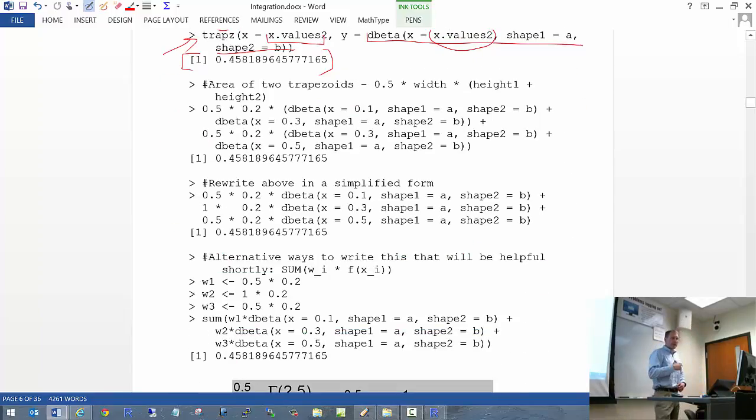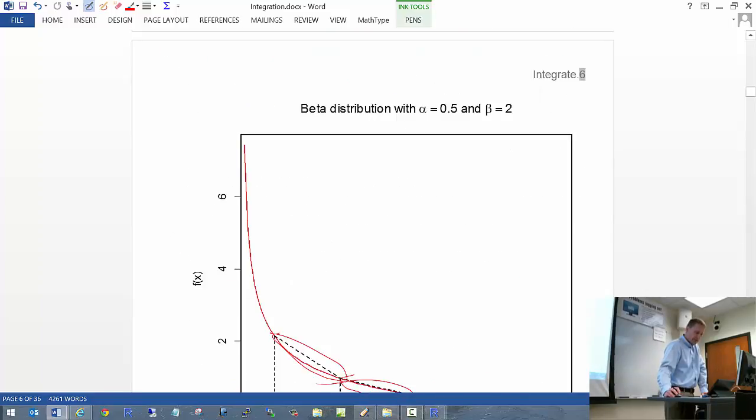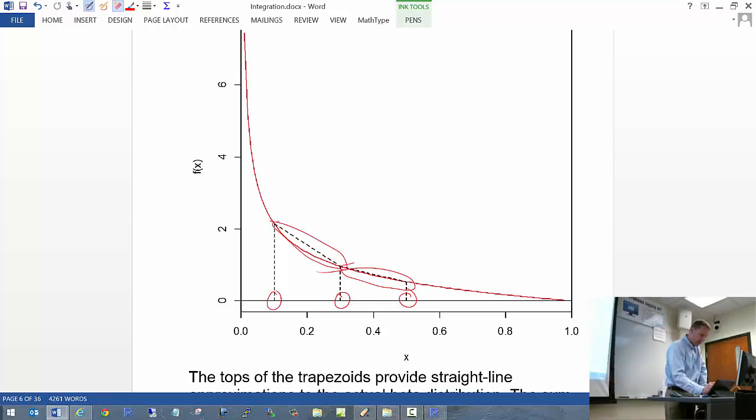Now, let's actually do this by hand. So what's the area of a trapezoid? 0.5 times the width of the trapezoid times the first height plus the second height, within parentheses there. So again, for emphasis, here's the width. So the width is 0.2. Here is, let's say, height 1. Here is height 2. I add the two heights together, take it times the width, take it times 0.5.